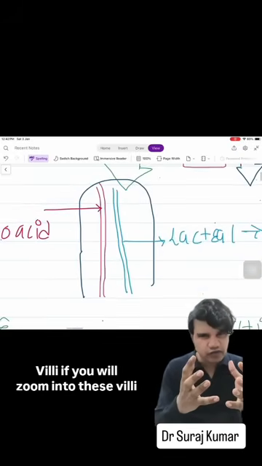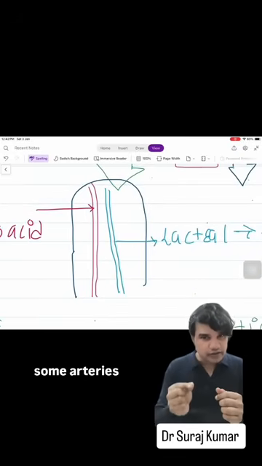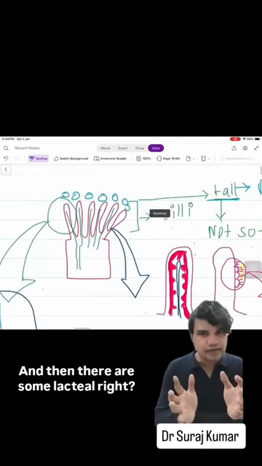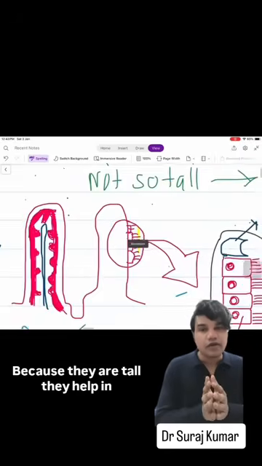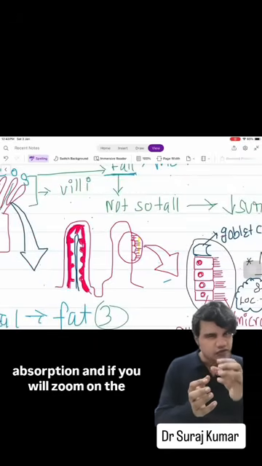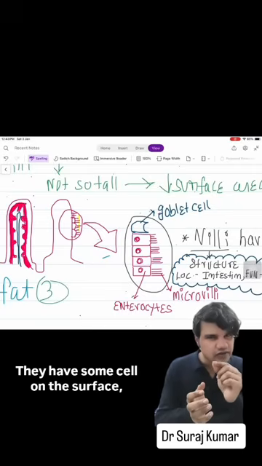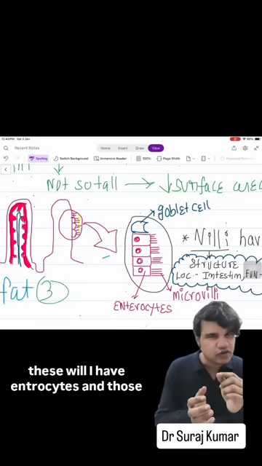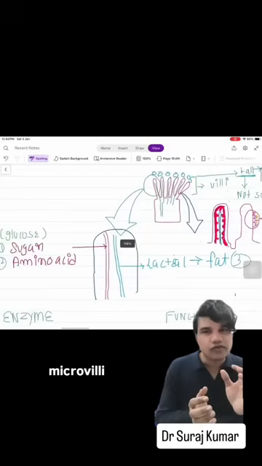Villi. If you zoom into these villi, inside them you will find some arteries and some lacteals, right? Okay, villi are what? They are very tall, okay? Because they are tall, they help in absorption. And if you zoom in on the surface, their surface is not plain. They have some cells on the surface. These villi have enterocytes, and those enterocytes have some small, line-like structures that are called microvilli.